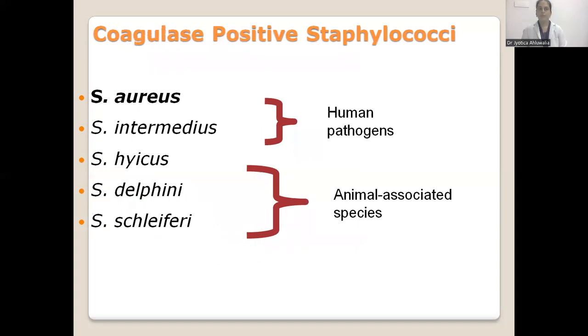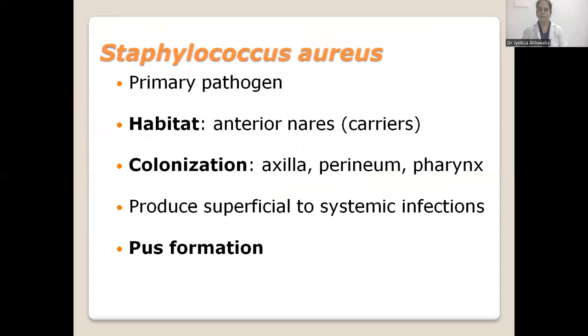Staph aureus and intermedius are the human pathogens, which are coagulase positive staph. Other coagulase positive staph that are animal associated are Staphylococcus delphini and schleiferi. Staph aureus is the primary pathogen. Its habitat is the anterior nares, the carrier state, and colonization in the axilla, perineum, or pharynx. They produce superficial or systemic infections, and deep abscesses. Pus formation in wound infections is also caused by Staph aureus.